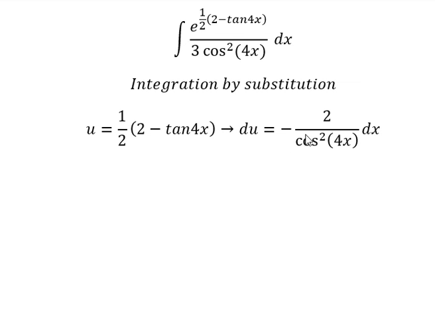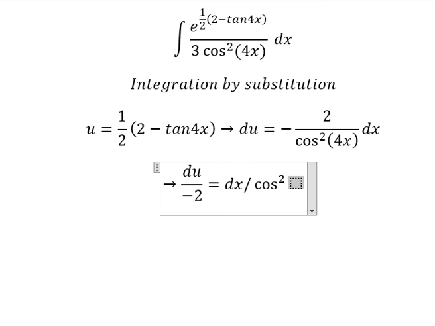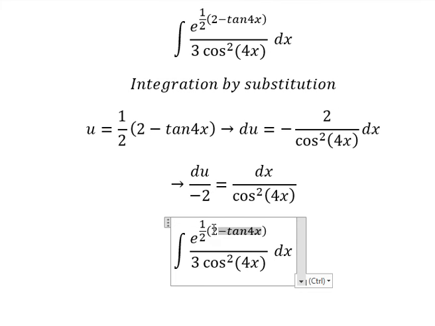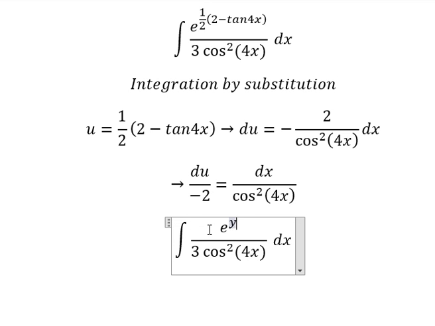Next, because we don't have negative number 2 in here, we need to divide both sides by negative number 2. This one we change by u. ds over cosine 4s squared we change by du over negative number 2.